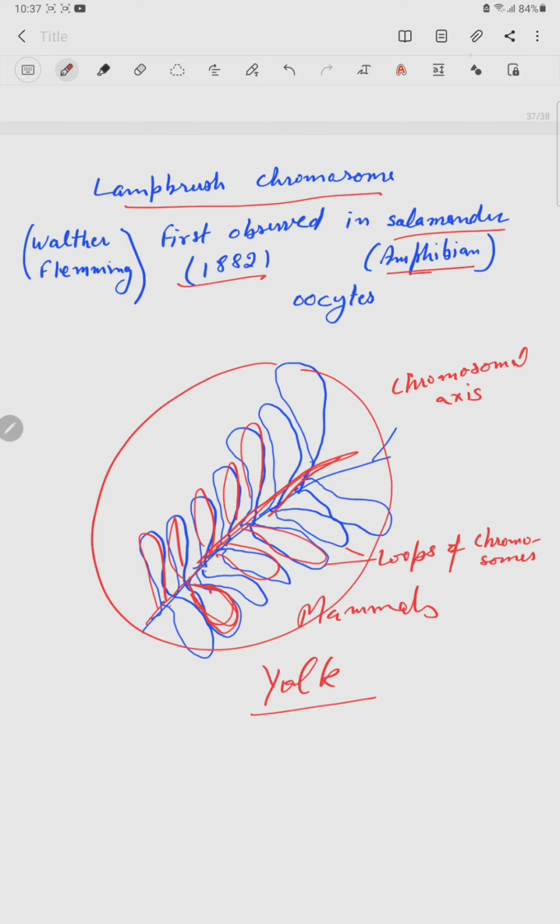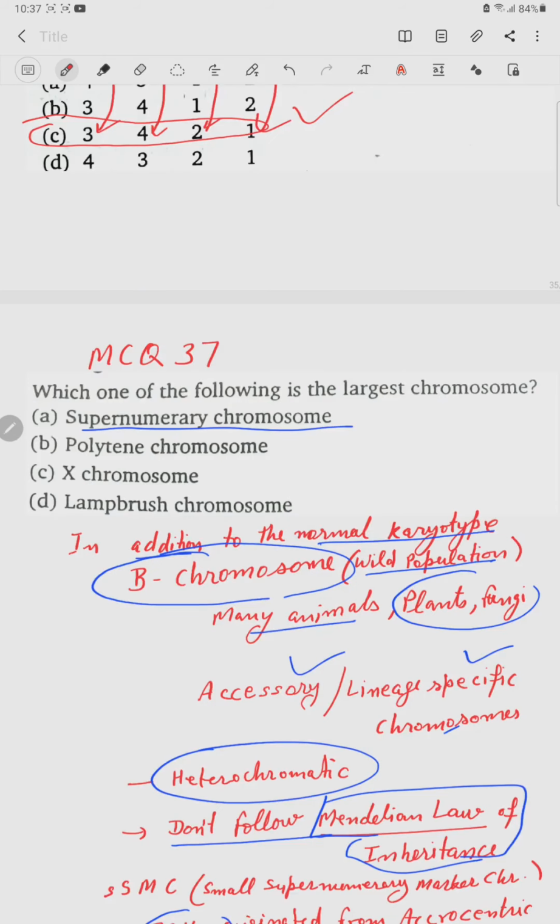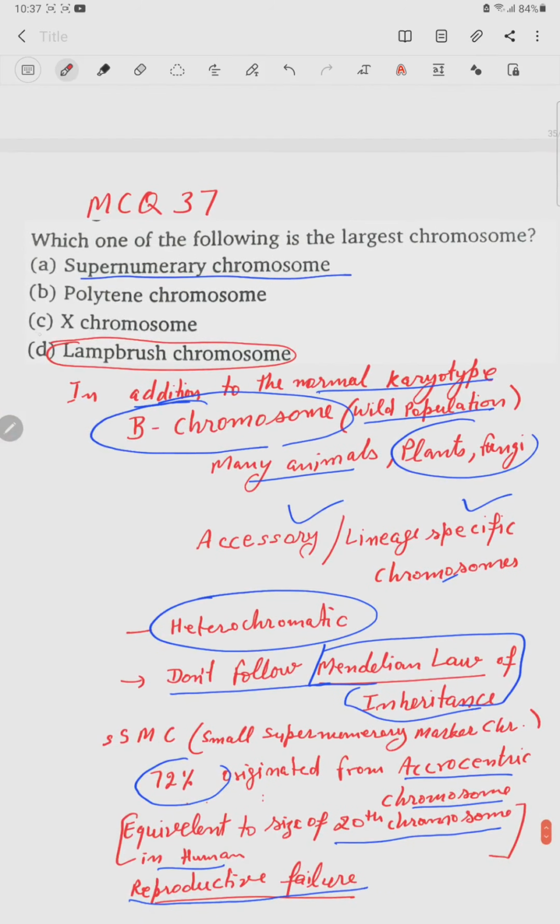If we consider the size of the chromosome, lamp brush chromosome is having the largest size, hence the answer is D.